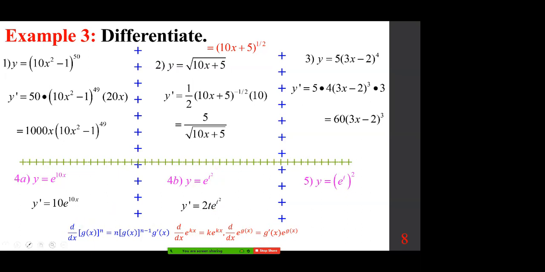The next one, the fastest and easiest way is just to rewrite it first. It's the same as e to the power of 2t. So the answer is e to the power of 2t times the derivative of 2t, which is 2, and we put it in front. Okay, everyone? We put it in front.